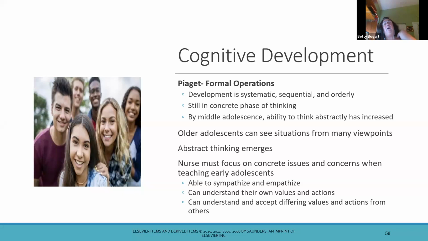Piaget, we know that this is formal operations, after concrete. This is when they can figure out, as I said, how to get out of a paper bag. If they want something, they're going to figure out what they want, okay? Now, nurses are going to be looking at what's wrong with them and help them deal with it.